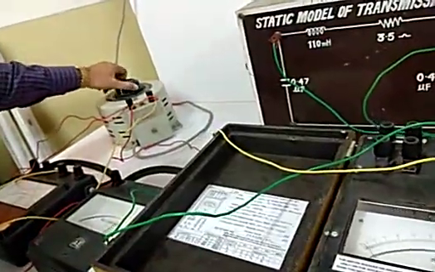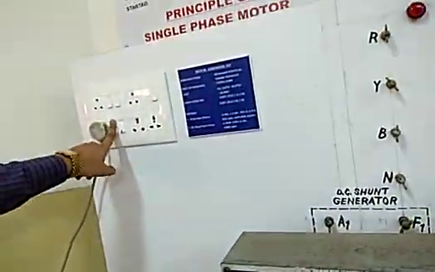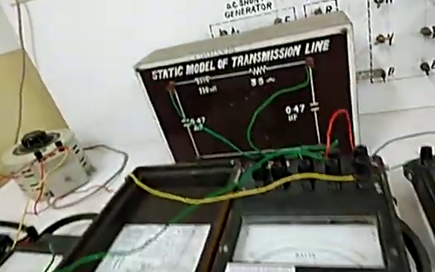Now I will reduce the voltage and switch off the supply. Now we will remove these connections and make the short circuit test connections, and we will take the readings for the short circuit test. Thank you.